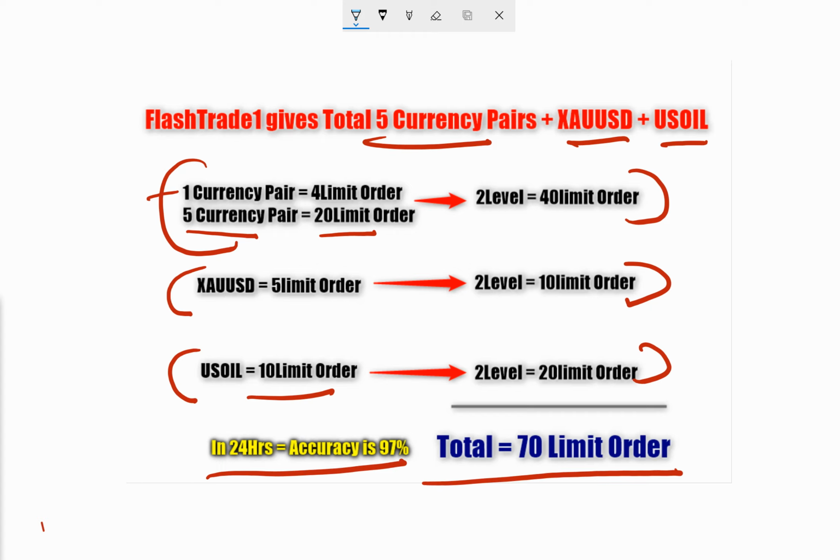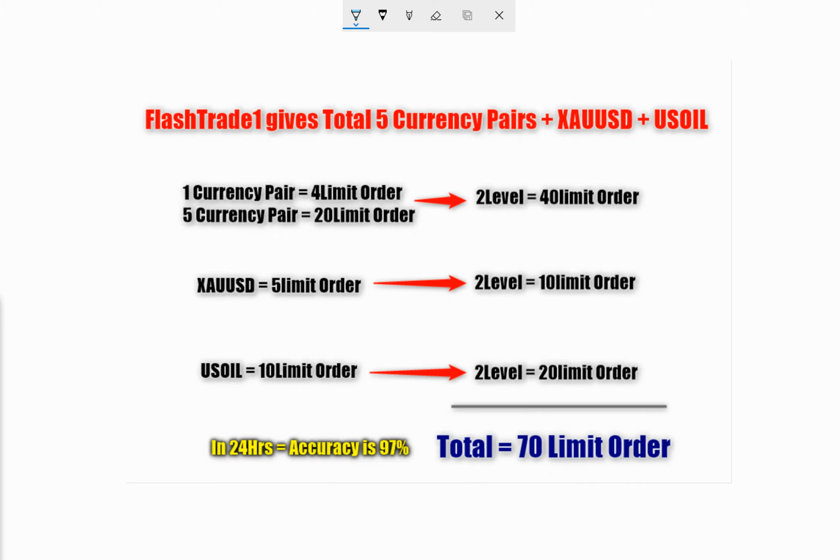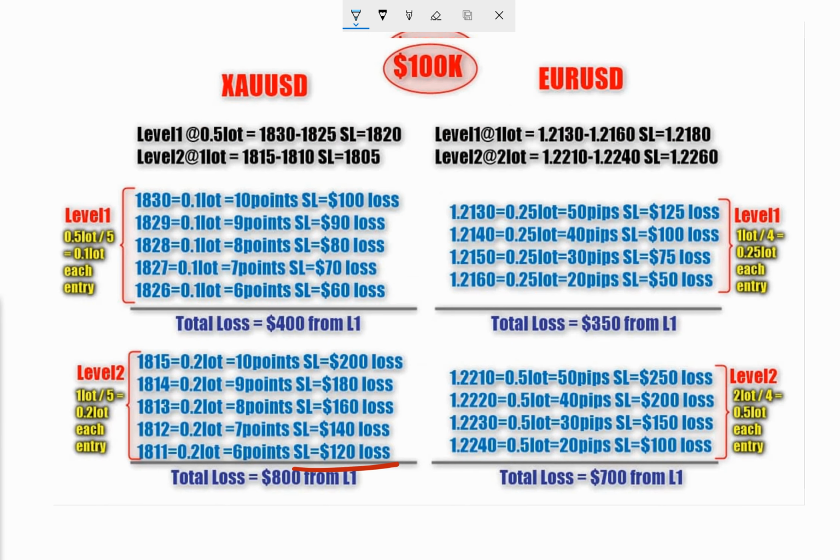If the level activates, then the profit will be booked in 24 hours. If the level is not activated, then the orders will be closed automatically. And it is giving an accuracy of 97%. If one follows our Flash Trade 1 Telegram signals, then they must know that the accuracy of our signals is 97%. It is not possible that if the SL hits for level 1, then the same SL is going to be hit for level 2, for Euro USD level 1 also.